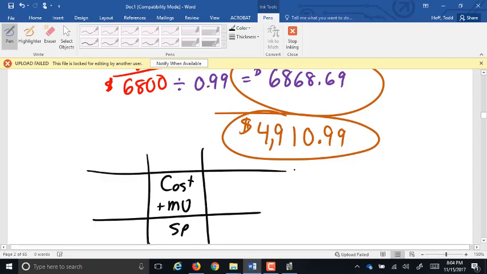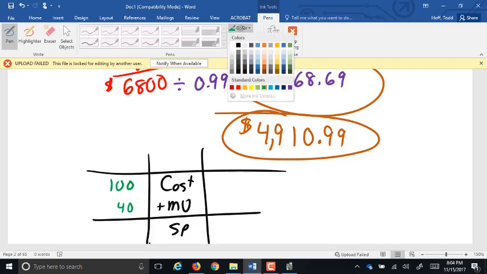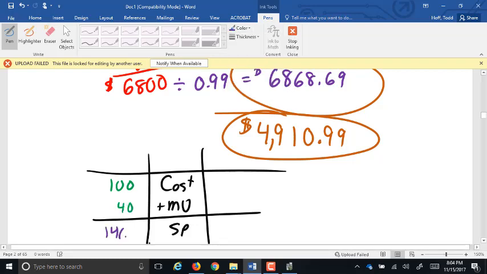Cost plus markup equals selling price. This is based on cost for these, so the cost is 100%. Markup is 40%, which makes the selling price 140%. On the other side, we know that the cost is $500. Number 29 is asking for the dollar markup right here. So we're going to do 40 times 500 divided by 100, which is $200.